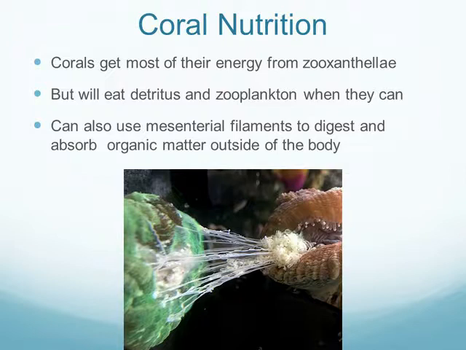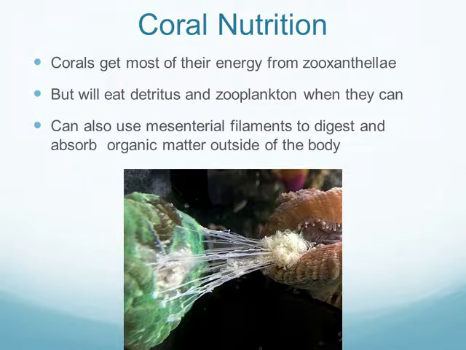So it's a cycle. The coral polyp gives the zooxanthellae the CO2 that it needs, and the zooxanthellae gives the coral polyp glucose, which it needs. Right? So that's why it's a mutualistic or symbiotic relationship, because both parties in this relationship are benefiting in some way.